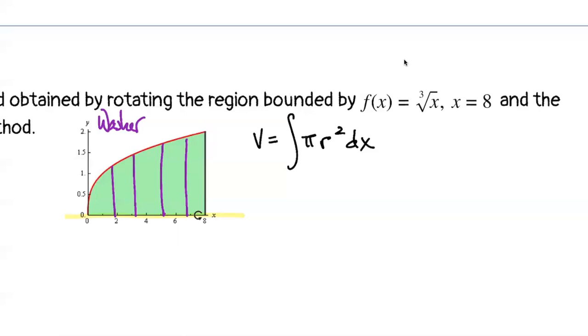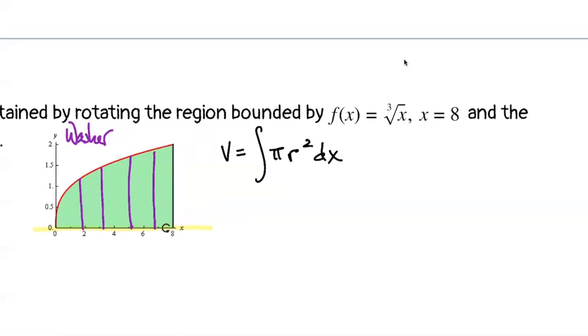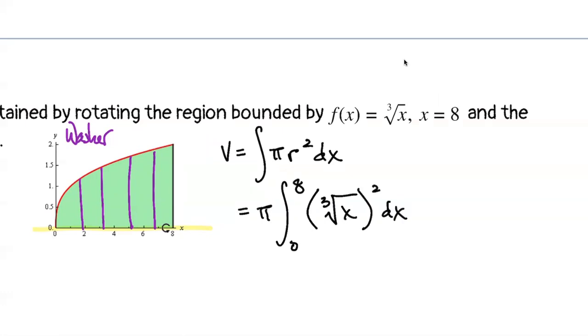All right. So we have this equation right here, and we can go ahead and start to fill in some of this information. In particular, I'm going to bring the pi out to the front. My bounds are going to be 0 to 8, and I'm going to have the cube root of x squared dx. Again, I'm giving you the answer. I'm not telling you where I got these numbers from.